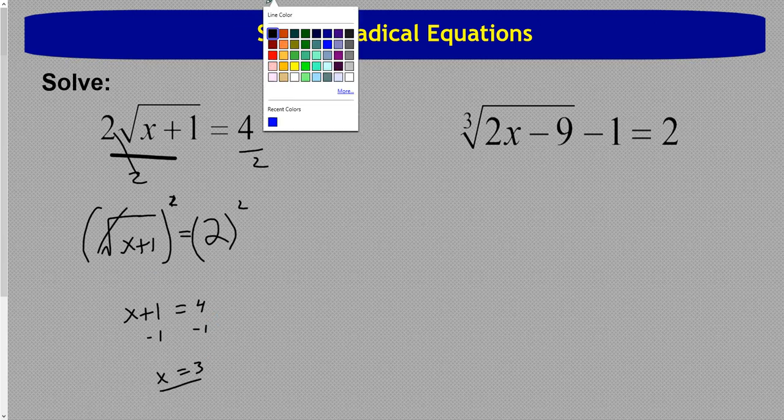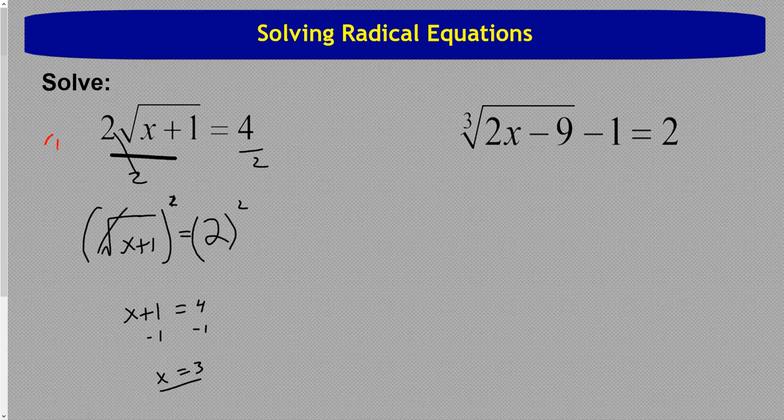Okay, so if we think about the 3 steps from before, this would be step 1, isolate the radical. Step 2, raise both sides of the equation to the same power. And step 3, solve the equation. Okay, so let's jump to the other one. This one's a little more complicated. It's a cube root. That'll be important in a second. So I want to get the radical by itself, so I'm going to add 1 to both sides. So I have the cube root of 2x minus 9 equals 3.